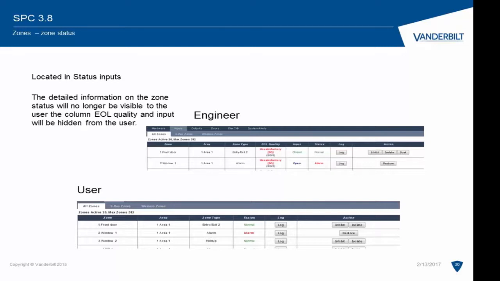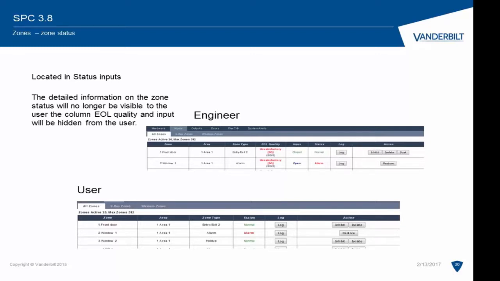This new feature is actually not an addition, it's actually a removal, which is from zone status. So we added in 3.6 and 3.7, 3.4 and 5 this very detailed ability to analyze the zone quality and to see exactly what the zone was doing at the input level in order to improve wiring and to help you to figure out what was wrong with the system.